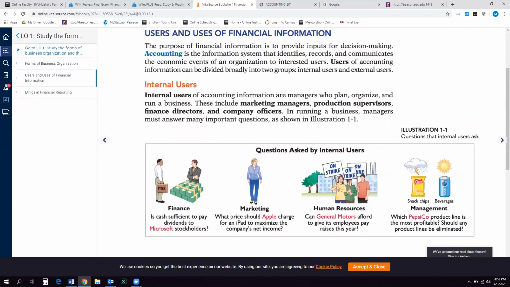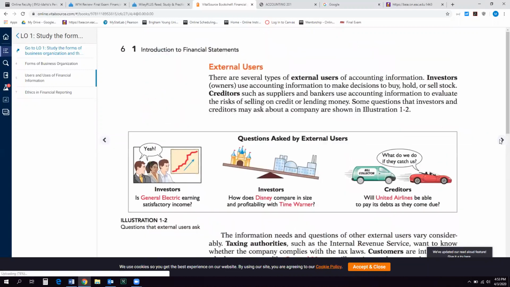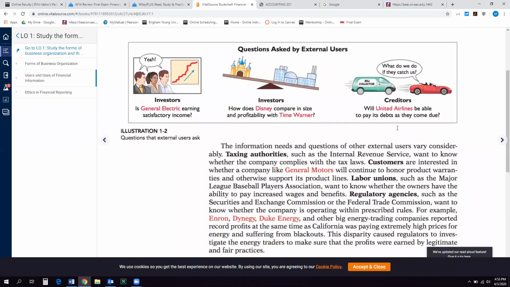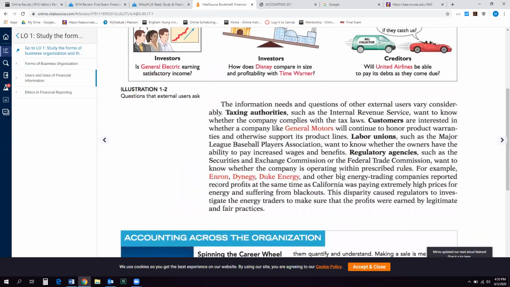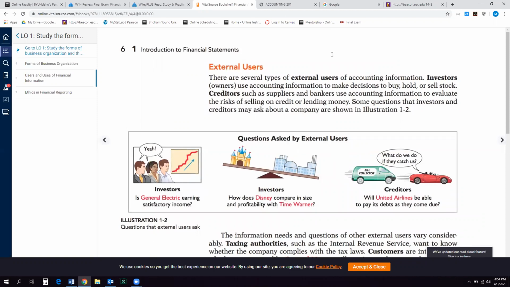And then on the next page, they have external users. These would be people like investors, people who are thinking of investing in a company would want to look at the financial information of the company. And creditors, people who are thinking of lending money to the company. You want to know if they have the ability to pay. The government or taxing authorities, labor unions, regulatory agencies, these are all potential external users of a company's financial information.